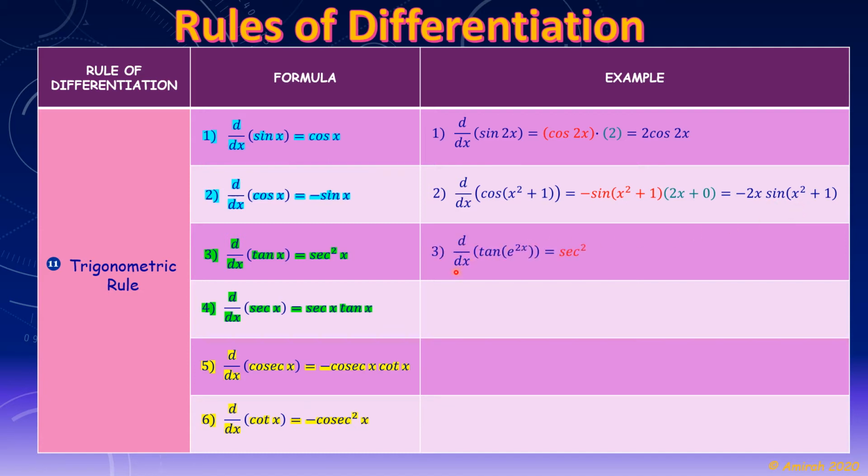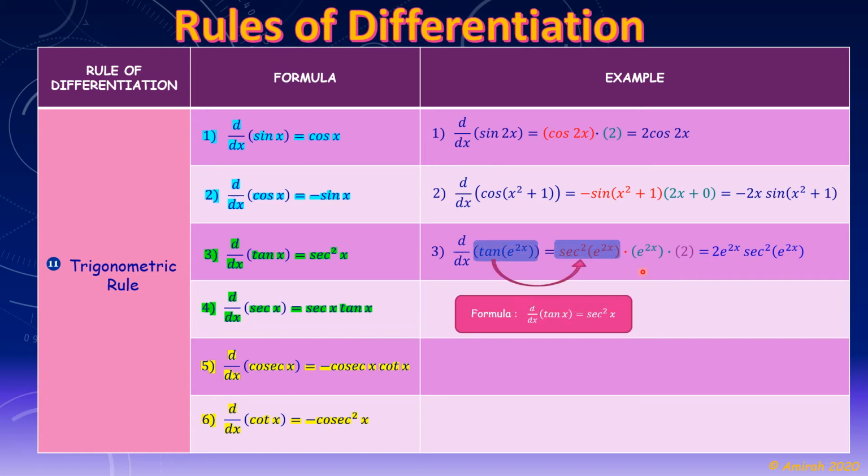Now look at example 3. How to differentiate tangent of e to the power of 2x. The answer is sec squared of e to the power of 2x, and then e to the power of 2x, and then times 2. How do we get this? First step, we differentiate tangent. Using the trigo rule, the derivative of tangent x is sec squared x. So when we differentiate tangent of e to the power of 2x, it becomes sec squared of e to the power of 2x.